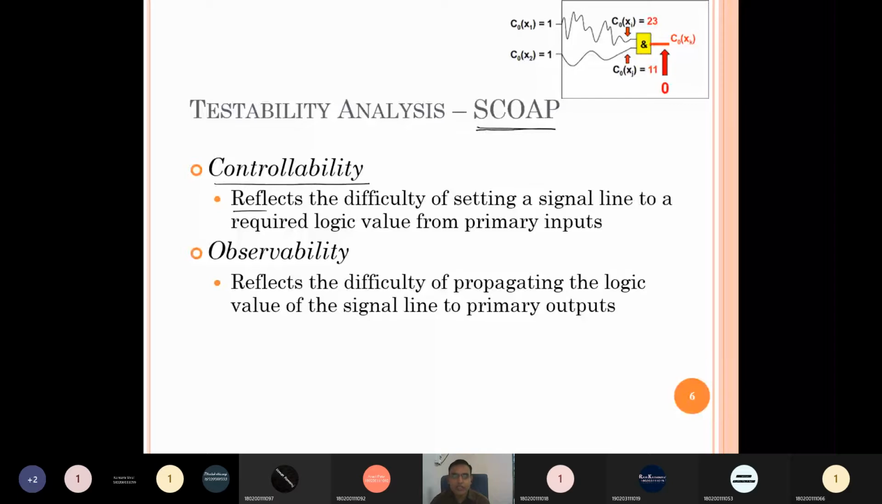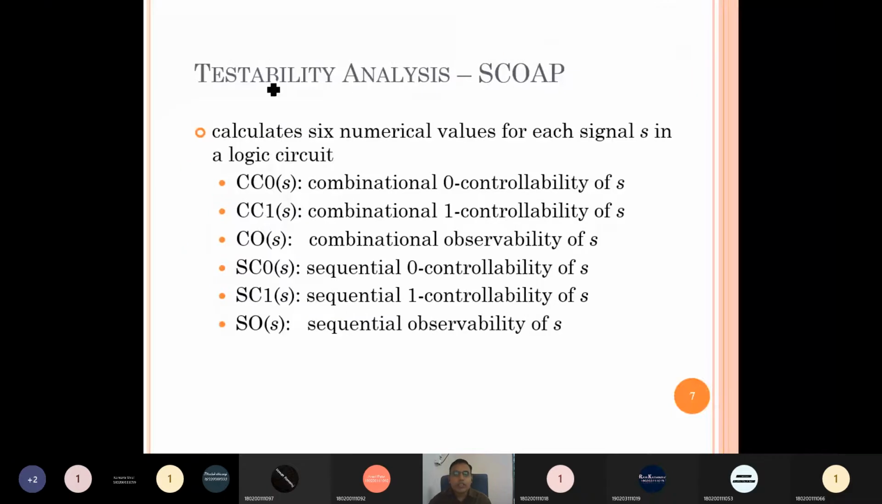Any questions on the definitions of controllability and observability? Any questions? Let's continue. I think I have not started the recording. Okay, we have already started the recording.